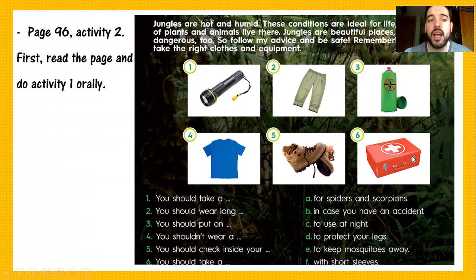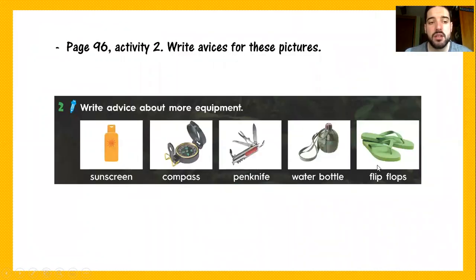Because later, in activity number 2, you have to create advices for these objects, okay? It's the same as activity 1, but using different objects. For example, for sunscreen, I don't know, you should use sunscreen to protect yourself from the sun. Okay, that would be one example. So you do the same for compass, penknife, water bottle, and flip-flops.